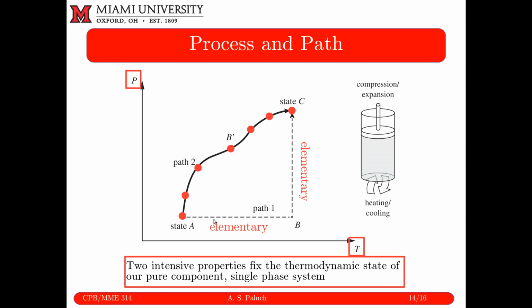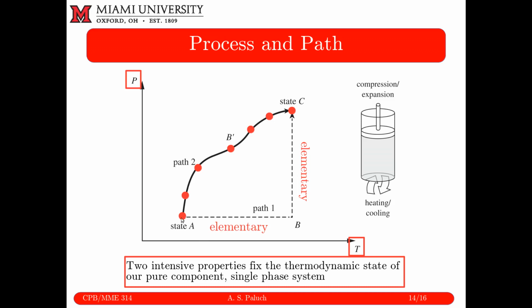The idea behind an elementary path is going from, say, A to B, right? Temperature's changing, but pressure is remaining constant. So I need two variables to characterize the state of my system. In this path going from A to C, both variables are changing along that path. In an elementary path, I keep one of those variables fixed.